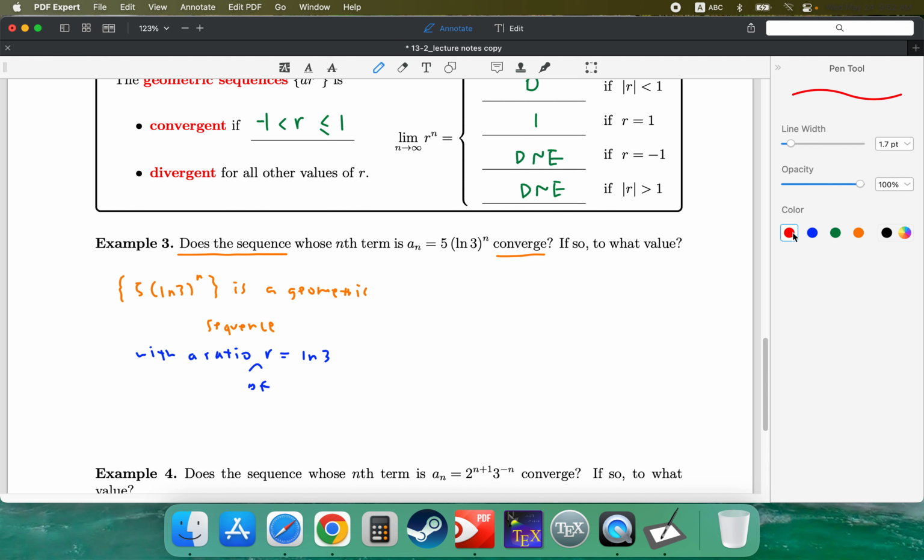Now of course, you might be wondering, but I don't have a calculator. How do I know the value of natural log of 3? Well, you don't need to know the exact numerical value. You just need to know whether natural log of 3 is greater than 1 or less than 1.